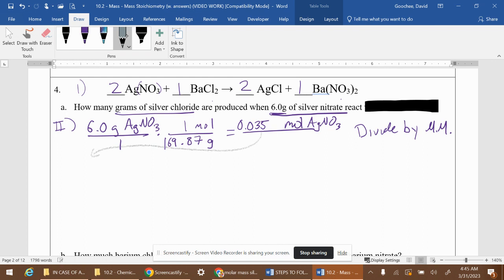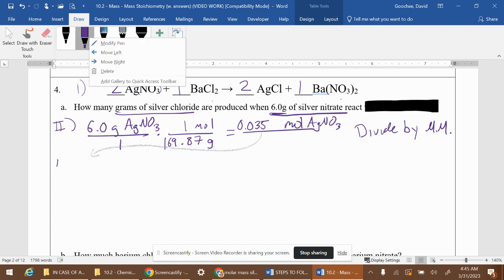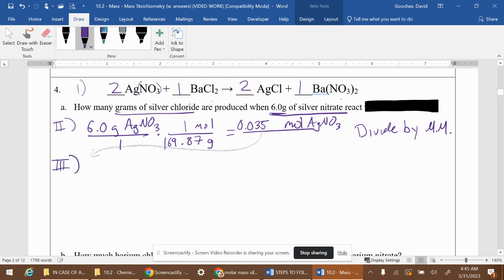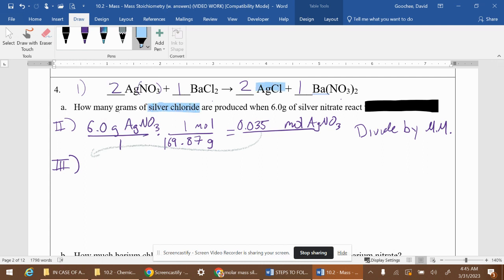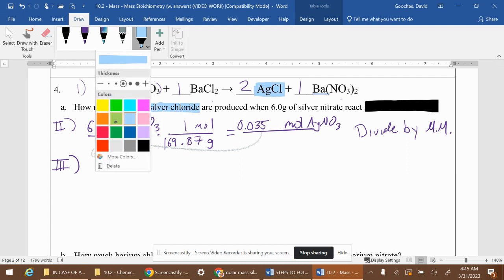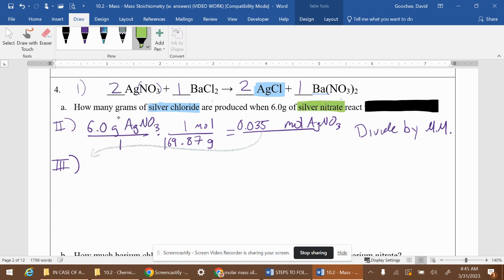Next step is, now that we know moles of silver nitrate, we want to figure out how many moles of silver chloride are produced. Let me use some highlighters here so we can identify these substances. Hopefully you can identify the substance based on their name. That's all of what chapter 7 was about. All right, here we go. So silver chloride is this one right here, and silver nitrate is this one right here, just so we know what we're talking about.